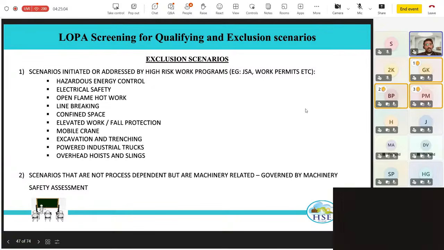Next is screening out scenarios that are not process dependent but are machinery related. Many a times you have certain machinery packages which have their own set of guidewords and safety assessment. So that cannot be combined with the LOPA because, first of all, any recommendations you make, they will not be obliging to your recommendations. They may be reluctant to take any safeguards, and they have their own safety methods like machinery safety assessment. I think just prior to this session, there was a machine safety session done by Mr. Naran, and I think that was a good guideline for machine safety review, which is again excluded in LOPA.